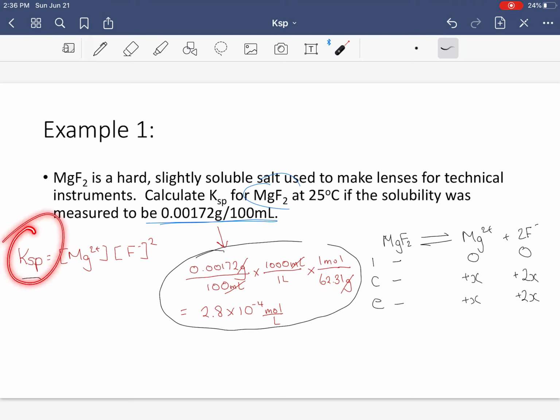Ksp, as I said, is based on equilibrium. They already have this incorporated into the expression itself. We know that this is what's given, or experimentally determined. So all you have to do now is finish off the question by putting in the equilibrium expression. So that will be x times 2x squared.